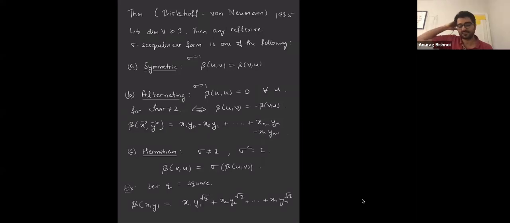This is an example over the finite field, but are there examples where sigma is not equal to 1? No, in the definition you see that sigma is in fact 1. Yeah. So in fact, these are all the examples. Either sigma is 1 or sigma square is 1. So this was a part of their classification result.